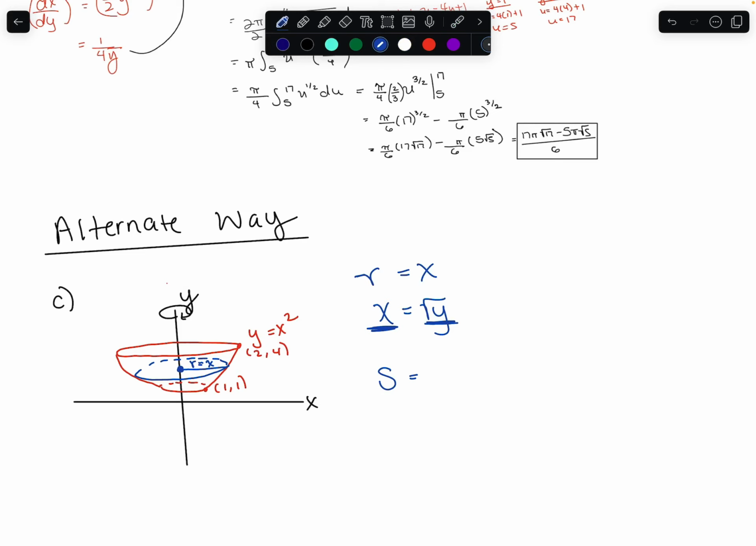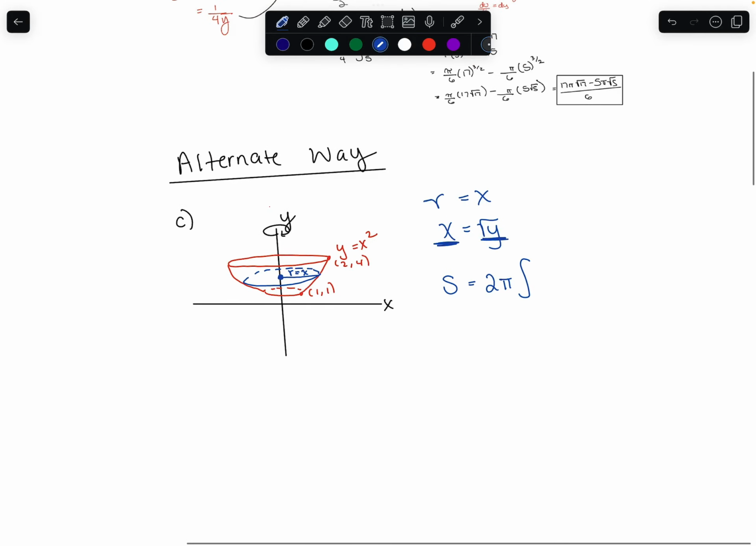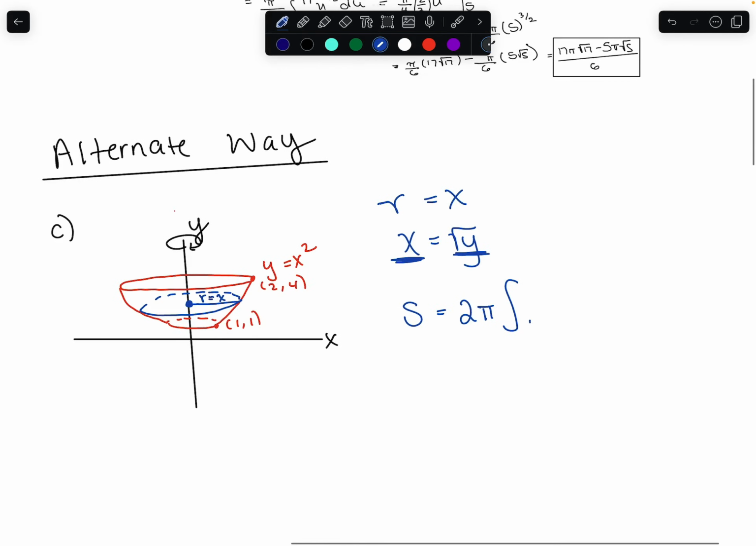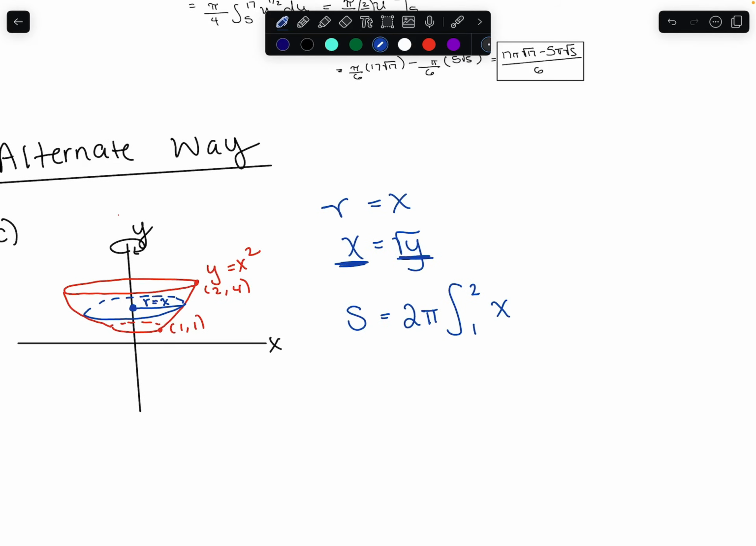So if I use x, that means everything has to be with respect to dx. So let's go ahead and write everything with respect to x. Now my lower and upper limits have to be with respect to x, so we no longer have y's. Instead of going from 1 to 4, we are now going from 1 to 2. Those are my x values. And again, the radius that we're going to use is x instead of square root of y. Remember, these are equal, so I can use them interchangeably.